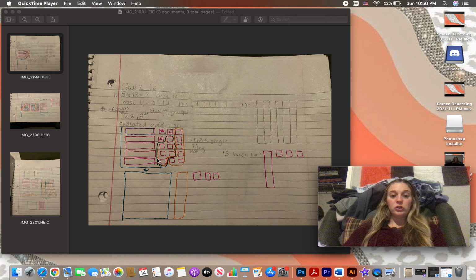get regrouped into a flat, so the 100s. So those turn into a flat, and now we're left with one group of 6, which is a flat, or a long. We're left with 1 flat, 1 long, and 1, 2, 3 singles. So now we see that we have 1 flat, 1 long, and 3 singles. And how we write that in number is 1, 1, 3. So that means that 5 times 13 base 6 is 113.